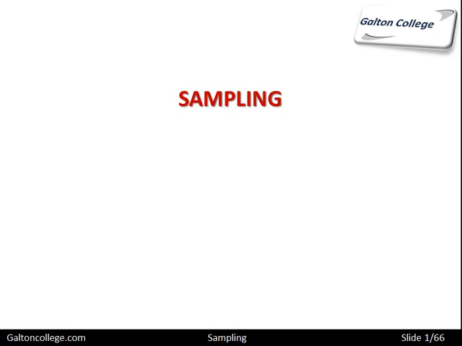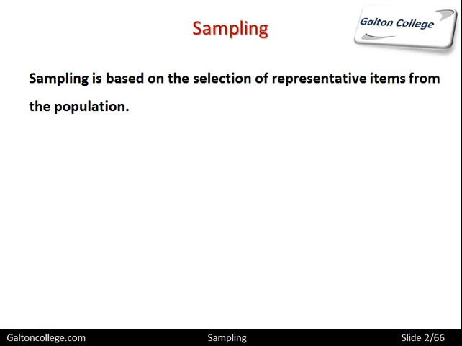In this session we're going to look at sampling. Now, sampling is based on the selection of representative items from the population. The idea with sampling, in a nutshell, is to reduce costs. We sometimes can't examine the whole population. It's too expensive. It's too time consuming. So instead of doing that, we take a sample. And based on the calculations from the sample, we make estimates of what the values would be for the population.